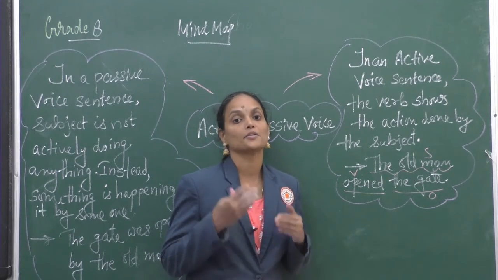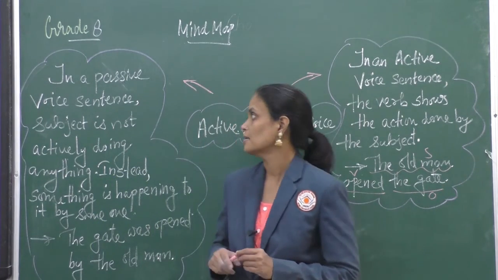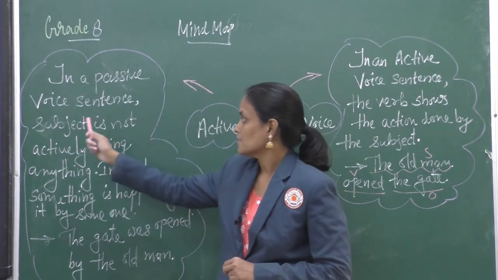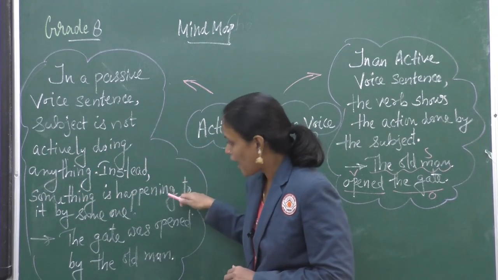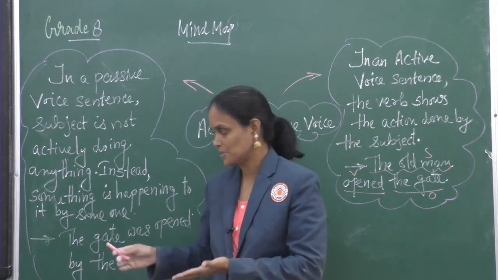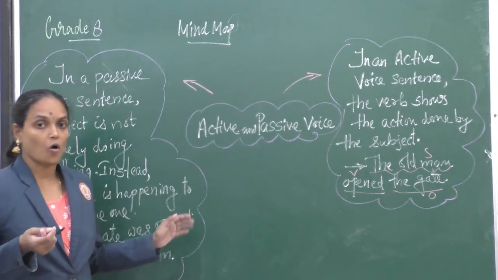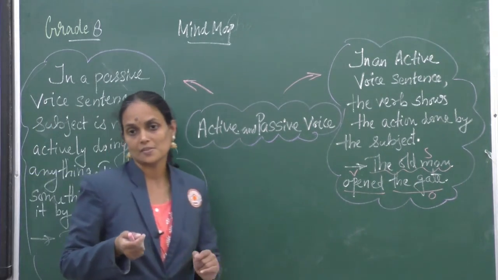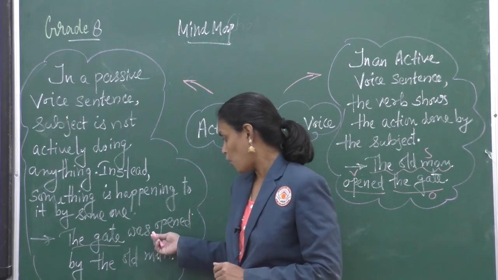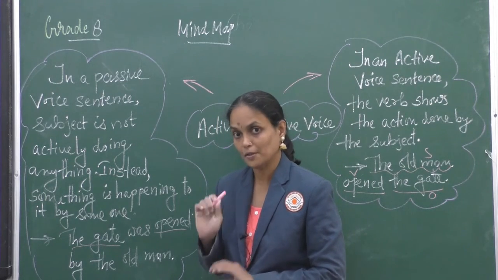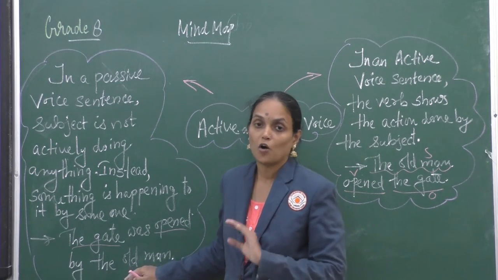The verb tells about the action done by the subject in an active voice sentence, whereas in a passive voice sentence, the subject is not actively doing anything. Instead, something is happening to the subject by someone else. Example: the gate was opened by the old man. See, the gate is the subject here, was is the auxiliary verb, opened is the past participle form of the verb open, by is the linking word, and the old man functions as the object here.